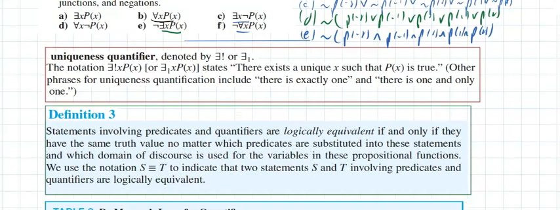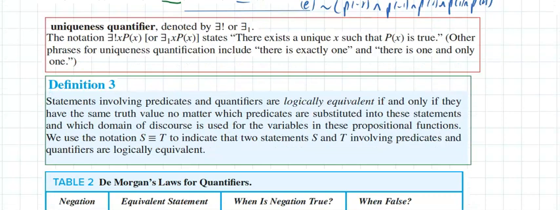Alright, last thing I want to talk about would be uniqueness quantifiers. The notation there exists exactly one x states there exists a unique x such that p of x is true. Other phrases for uniqueness could be there is exactly one or there's one and only one.